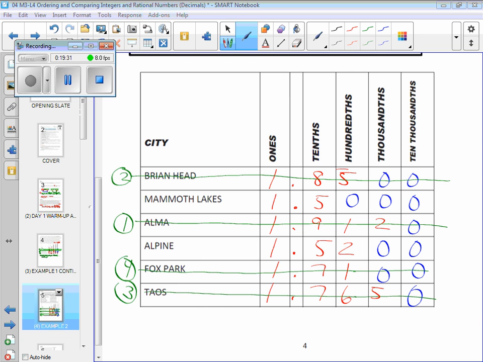Staying in the tenths column, we still have to now take a look and see, out of these 2, Mammoth Lakes and Alpine, which one is greater? Well, in the tenths column, we still have a pair of 5s, so what do we have to do? Go to the hundredths. 0, 2. Which one's greater? Alpine now gets the ranking of number 5, which automatically gives Mammoth Lakes our lowest at 6.